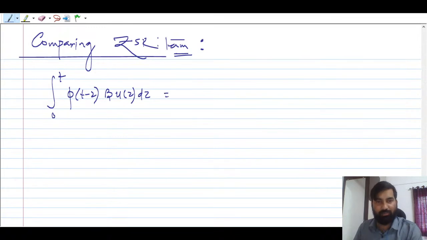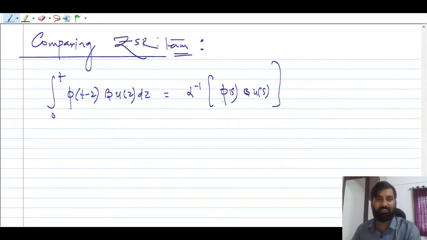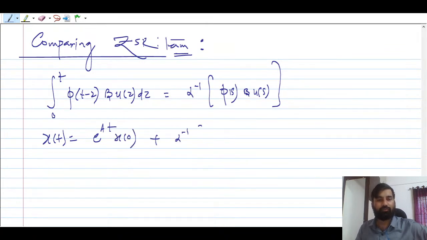You are comparing this with the L inverse of phi(s) times B times u(s), from the Laplace transform, basically. So from here you can say that x(t) is going to be equal to e raised to power At times x(0) plus L inverse of phi(s) times the matrix B times u(s).